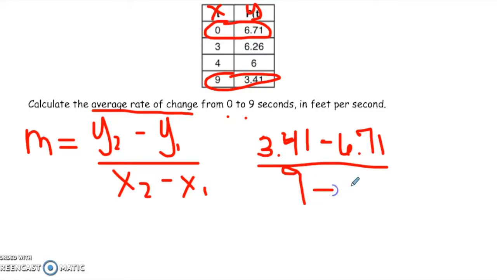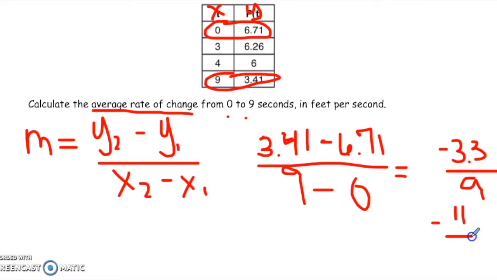9 minus 0. So when you do this, you get something like negative 3.3 over 9, which I think went to negative 11 over 30. I think that's it. Negative 11 over 30. Okay, negative 11 over 30. I'll write it again.